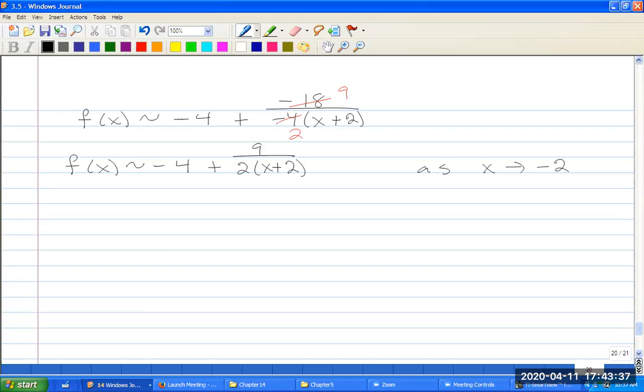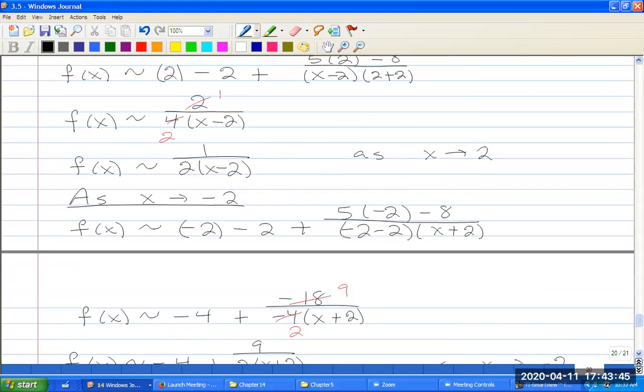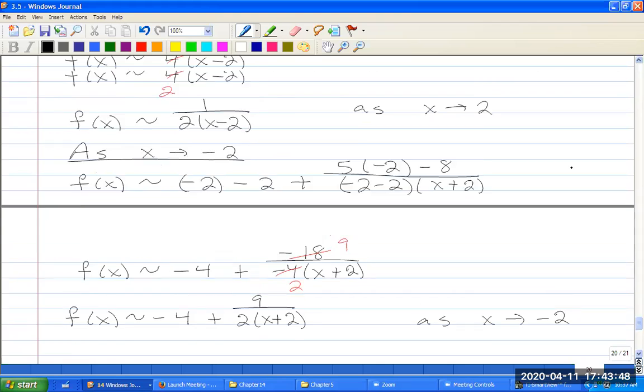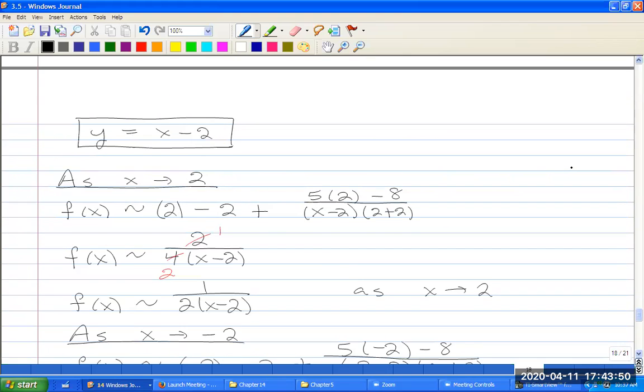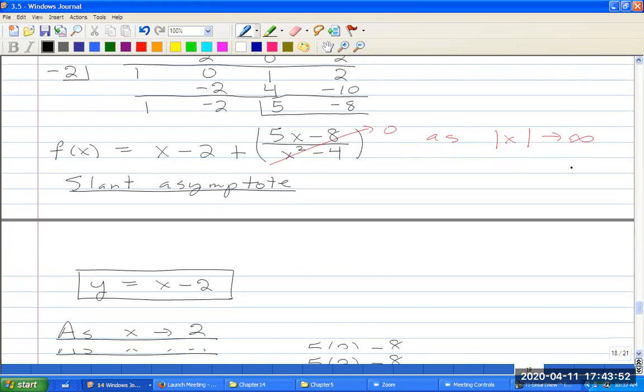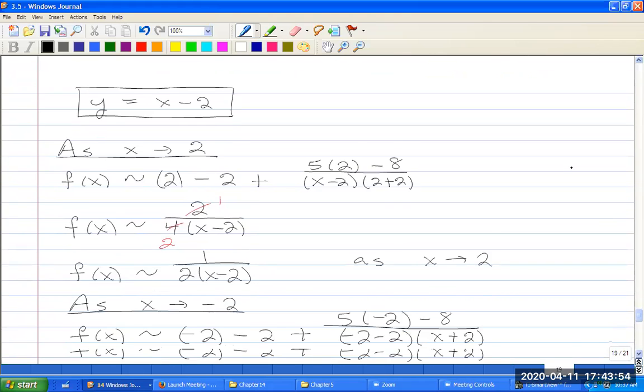Let's see what happens at infinity. Oh, well, we already did infinities. We already did the infinities. That's the slant asymptote. Okay.